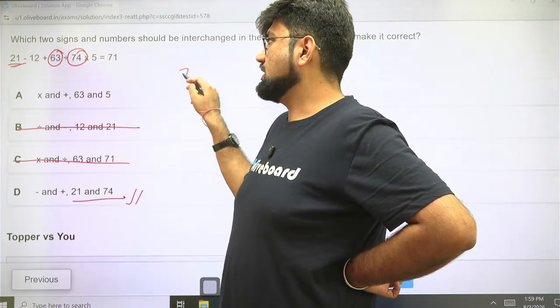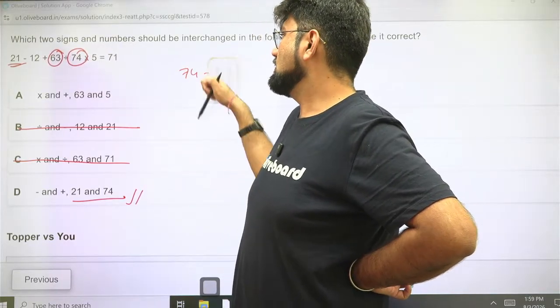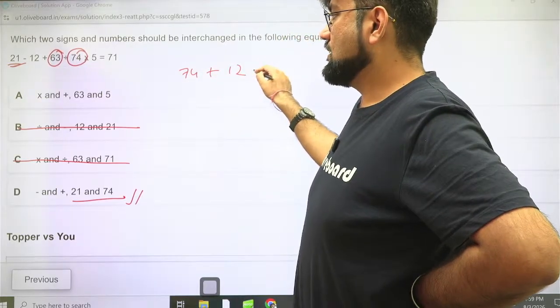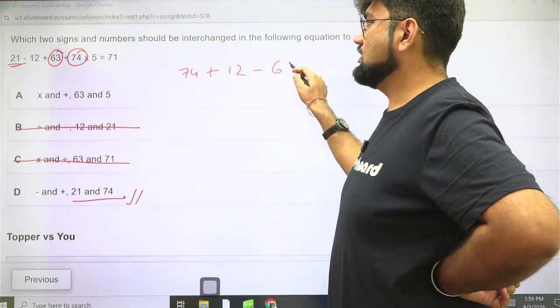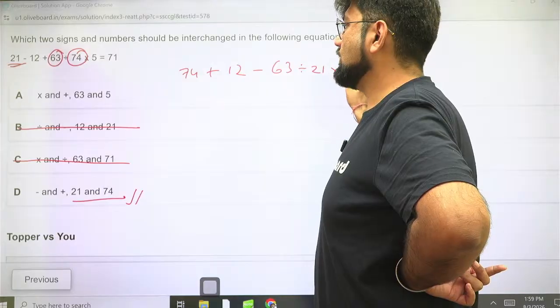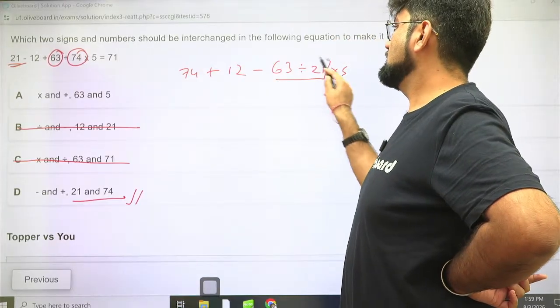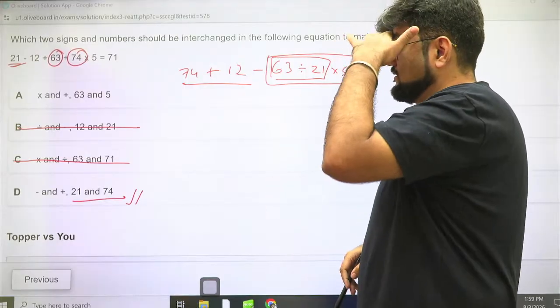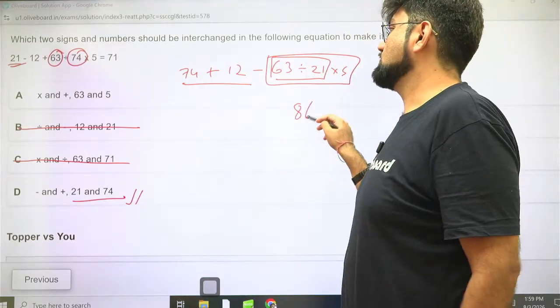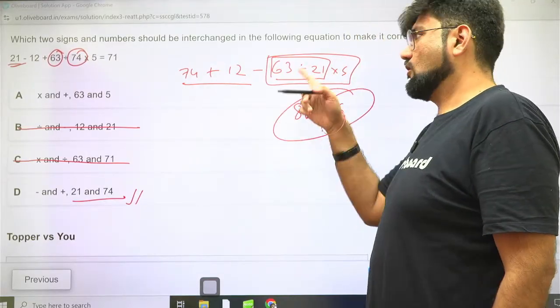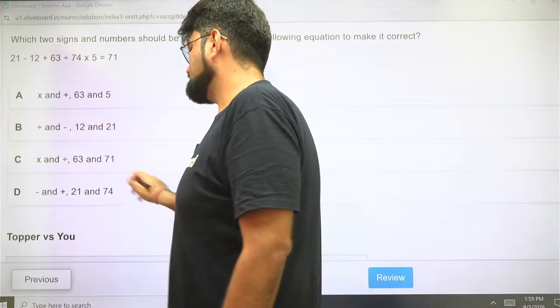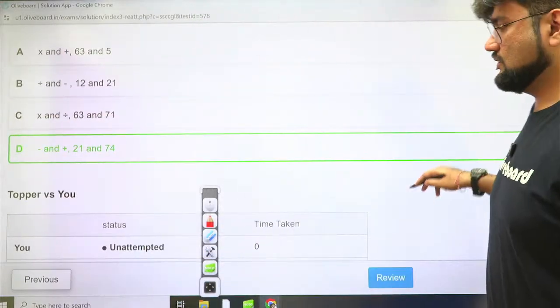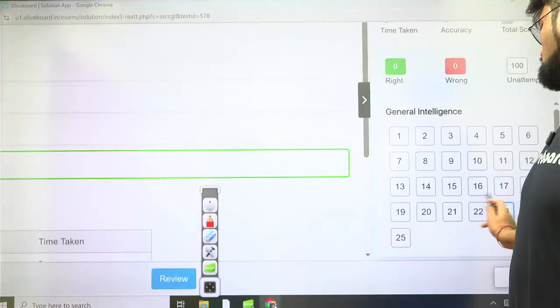So this is 74 plus 12 minus 63 divided by 21 into 5. And this is 3. 3 into 5 is 15. And 74 plus 12 is 86. 86 minus 15 is 71. Option D is the right answer. Okay. So we just picked up the correct option like this. Next.